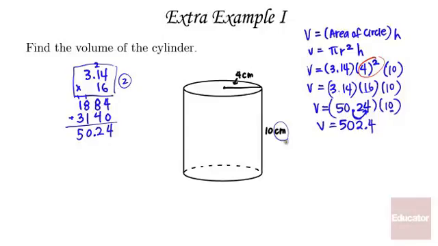Look for units, centimeters. For volume, remember it's always going to be units cubed, to the 3rd power. Okay, and that's your answer, the volume for the cylinder here. Let's do a couple more examples.